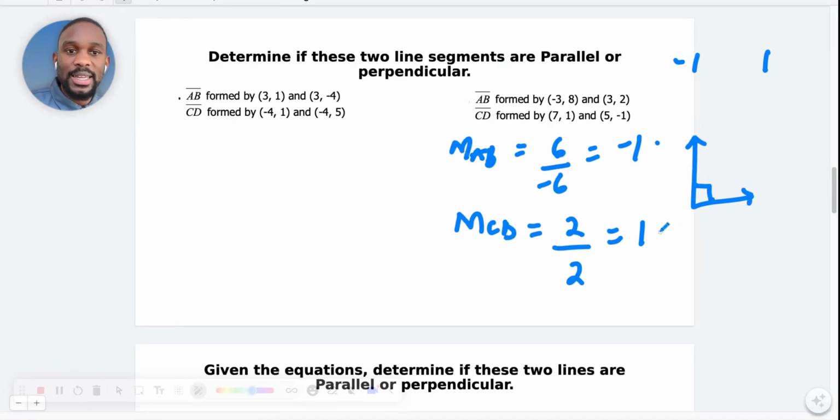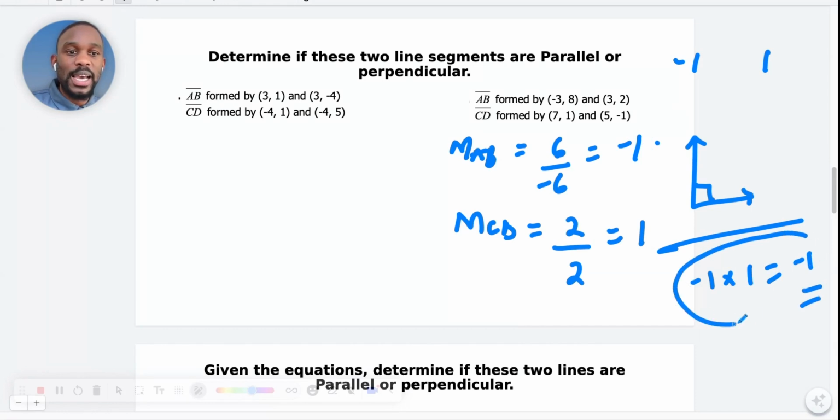They intersect at 90 degrees. The slope of one is the negative reciprocal of the other. Oh, another trick is if you multiply the slopes, you get -1. So if I multiply -1 times 1, I'll get -1. So that's how I get to know that two lines are perpendicular. Whichever way you choose, that's fine.